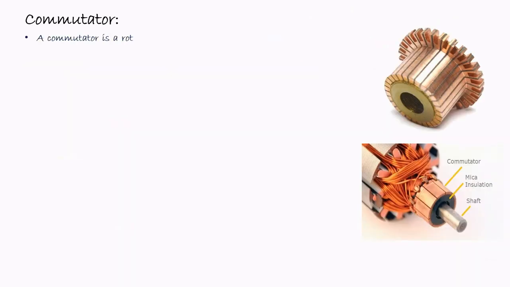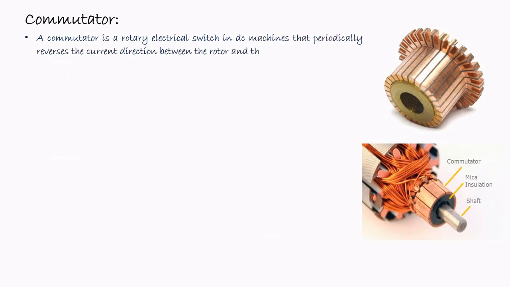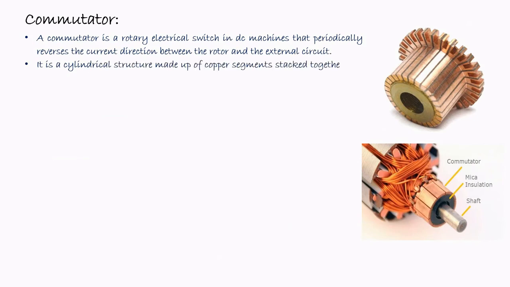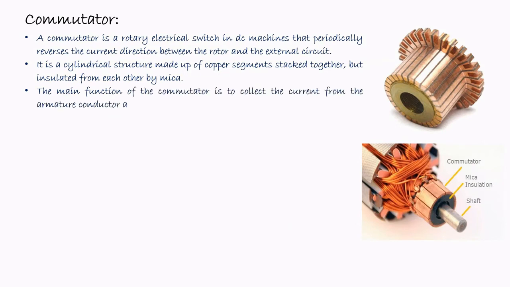Next is the commutator. The commutator is a rotary electrical switch in DC machines that periodically reverses the current direction between the rotor and the external circuit. It is a cylindrical structure made up of copper segments stacked together but insulated from each other by mica. The main function of the commutator is to collect the current from the armature conductors as well as supply the current to the load using the brushes.